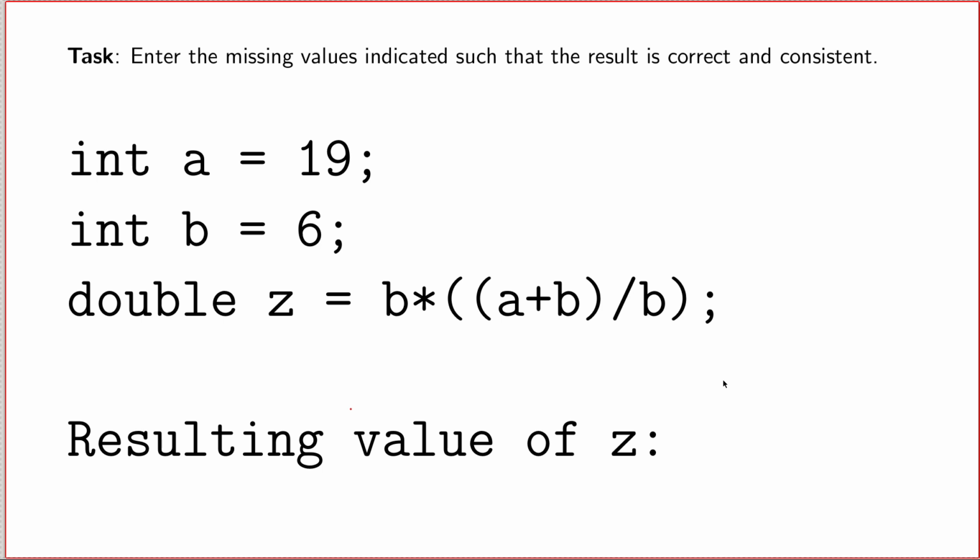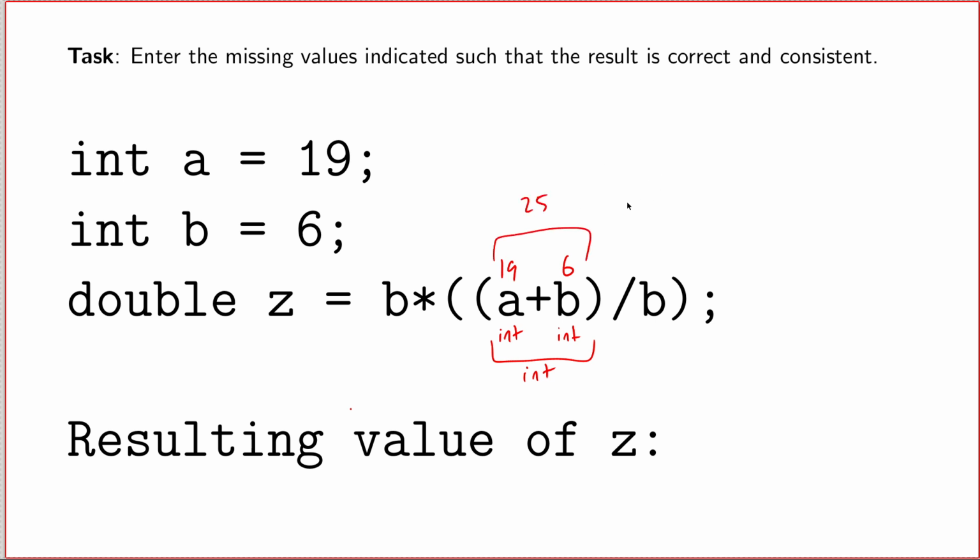So this question here is asking what's the value of z? And you might notice because there's different types involved, we should watch out for typing shenanigans. But other than that, we're just doing the same style of example I've done in a lot of previous videos. We just plug in the numbers and see what comes out. So the value of a here is 19, and that's an int. The value of b is 6, and that's an int. Int plus int equals int. And 19 plus 6 equals 25.